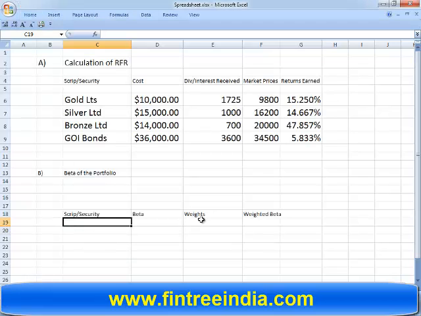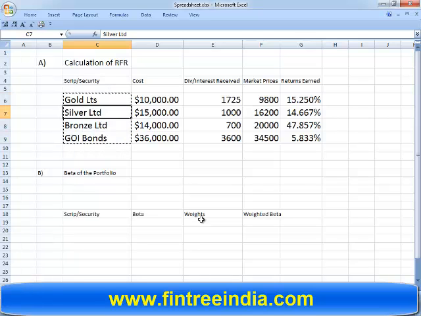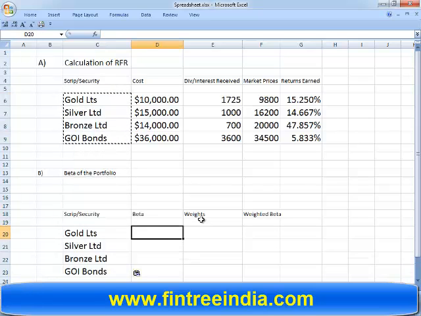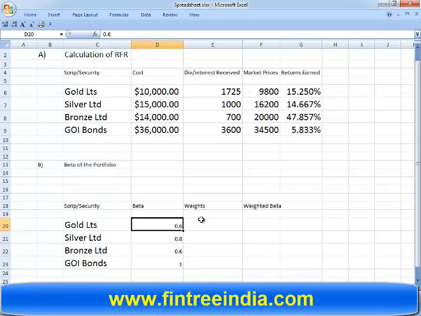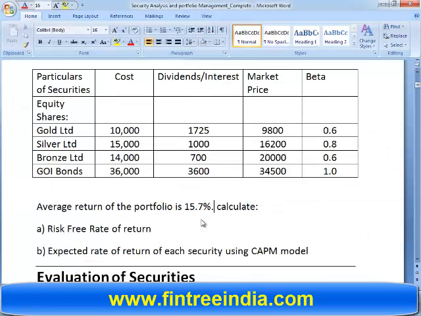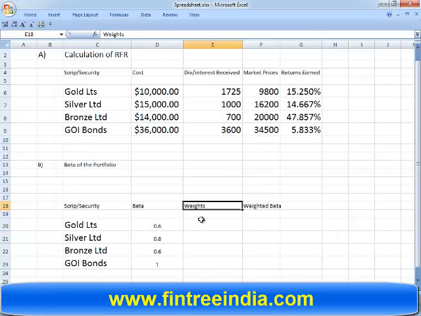Okay, so again we will write down the 4 scripts. Then we will write down the respective betas, which is given: 0.6, 0.8, 0.6 and 1. Then we will write down their market prices here. So have you already mailed the column? Okay. So here we will calculate their weights.